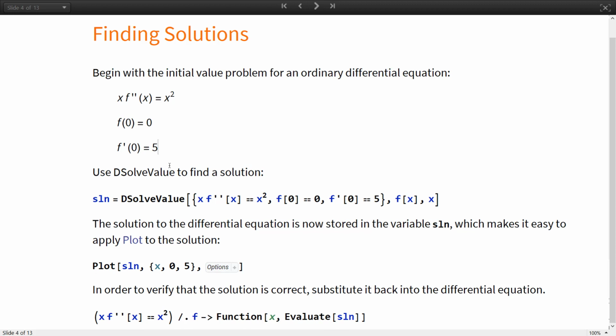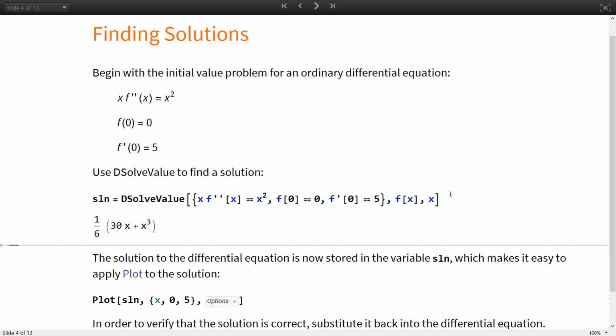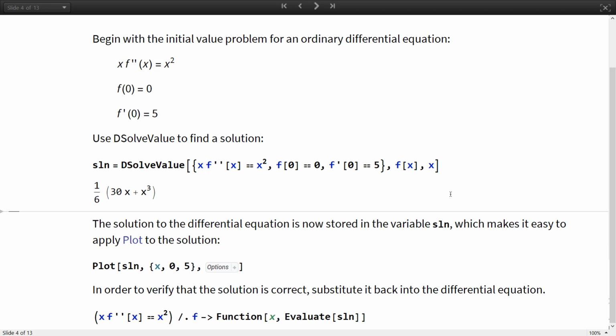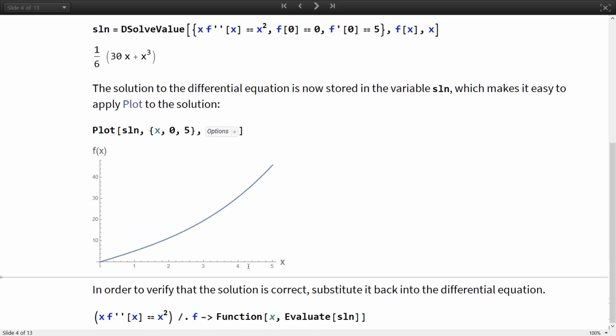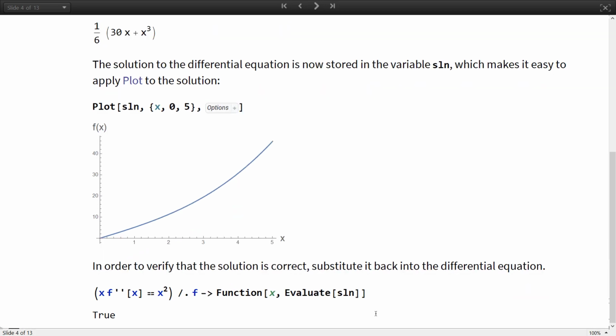Now that we have the differential equation and a set of initial conditions, we can easily obtain a solution using DSolveValue. The solution to the differential equation is now stored in the variable sln. This makes it particularly easy to visualize the solution using Plot. It is always important to verify a solution by substituting it back into the differential equation. We can see that the solution we found to this initial value problem does satisfy the differential equation.